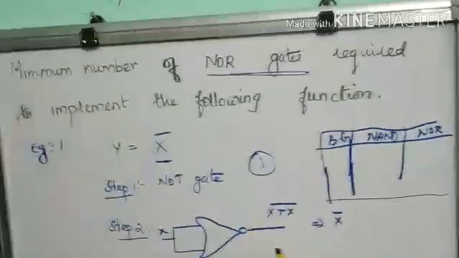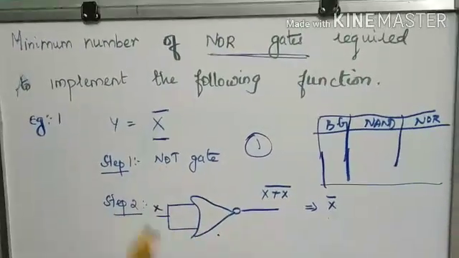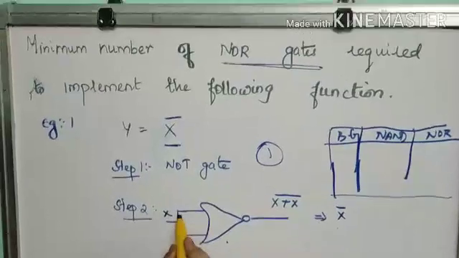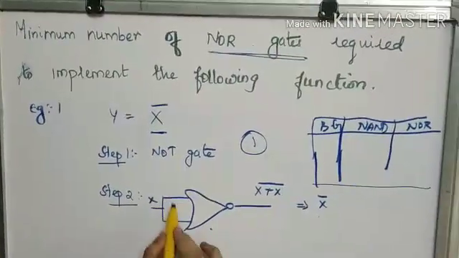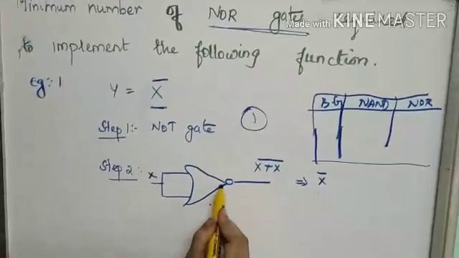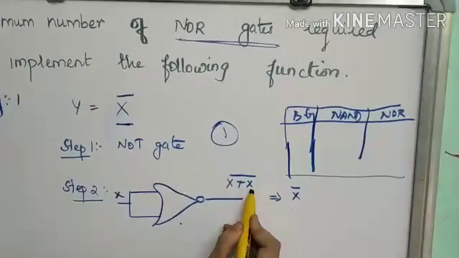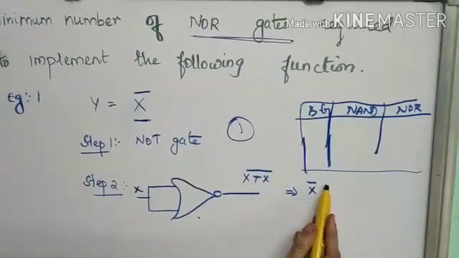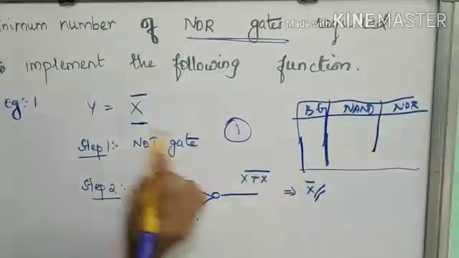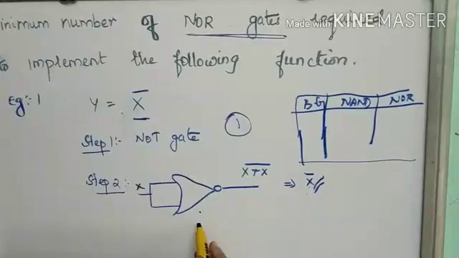Here I am showing how to get that one NOR gate implementation. I am giving the input as x to both terminals. By giving the input to the NOR gate, we get the output as x plus x, the whole bar. This x plus x represents x, so the output is x bar. Finally, our given function is obtained by using one NOR gate.